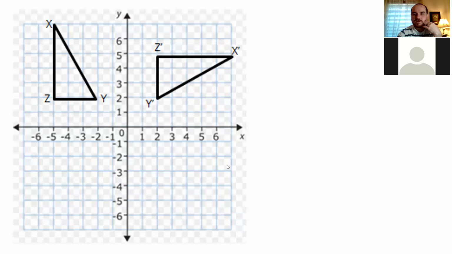All right, I believe we have 2 more questions in our first round, and then we've got the speed round coming up next. So is this one a translation, a reflection, a rotation, or a dilation? This is probably the most complicated one, I think, or the toughest one.